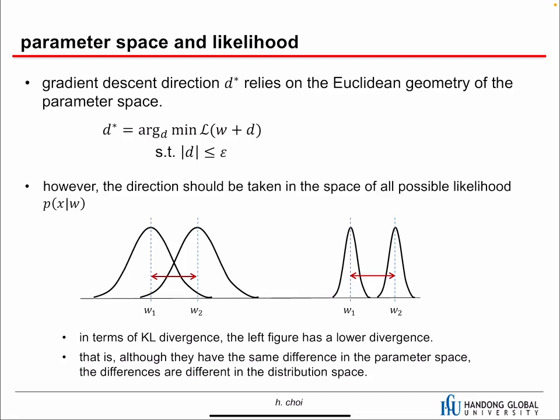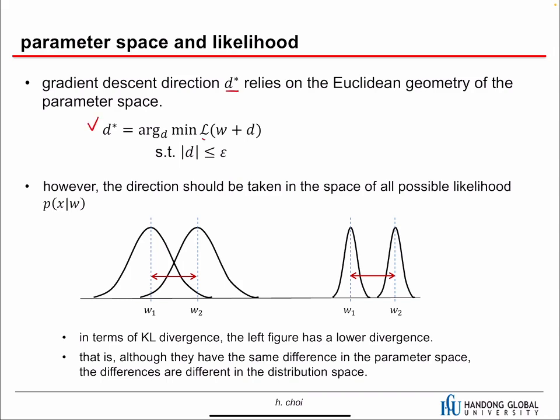So far, we have talked about many optimization algorithms, including the gradient method and the Newton method. All these methods are based on one simple assumption: that the parameter space is Euclidean. Especially if we focus on the gradient descent method, the direction d star can be obtained by this.